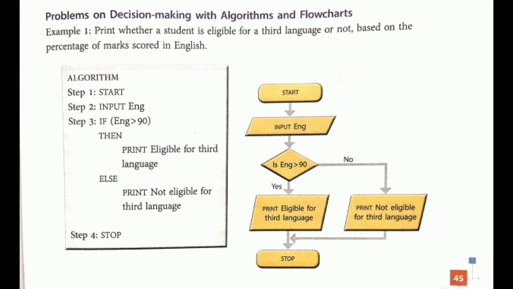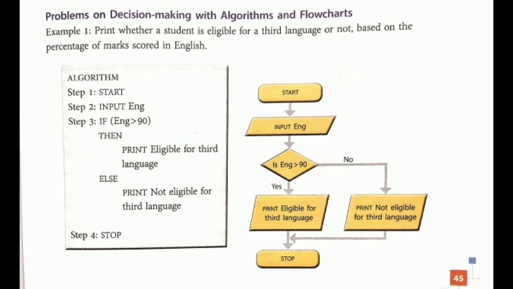Now look onto the flowchart. First we'll start. Then we are inputting English mark. Inside the decision box we are entering is English greater than 90. And look, the arrows go on to two paths. One path is for yes and another path is for no. If the mark of English is greater than 90, then we'll go on to the yes part, that is print eligible for third language. If the condition is false, we'll go on to the no part, that is print not eligible for the third language. And at last, both the arrows come and end at the stop.